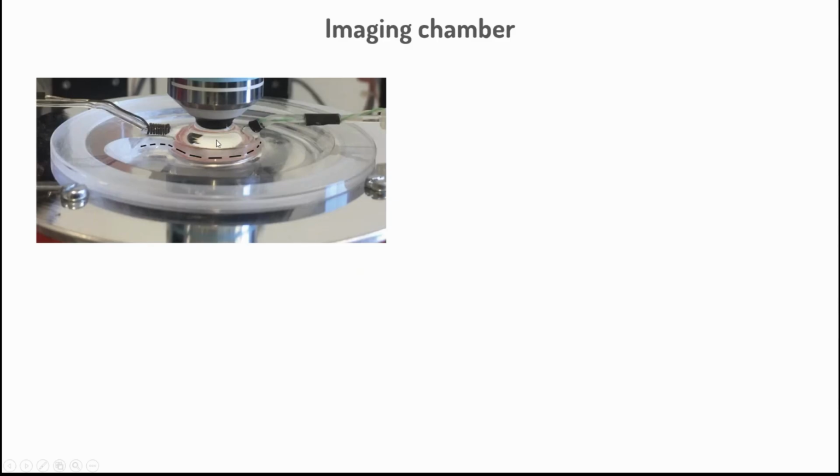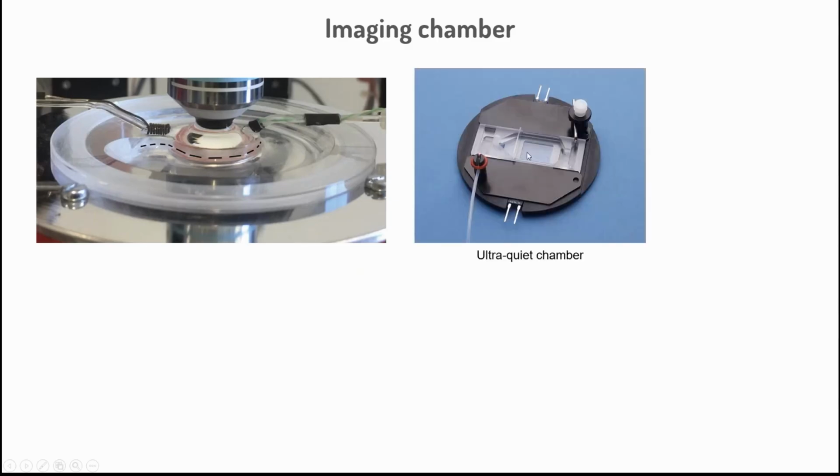The imaging chamber, this is a picture I found on the internet. Ours is not like this, but you get the idea. Ours is like this one. I mean, you put the slice here, and the water goes above and below the slice, so it won't disturb the ACSF right where you're doing the imaging. So this is good to have less drift.